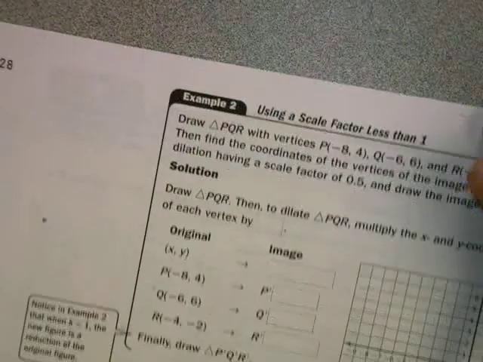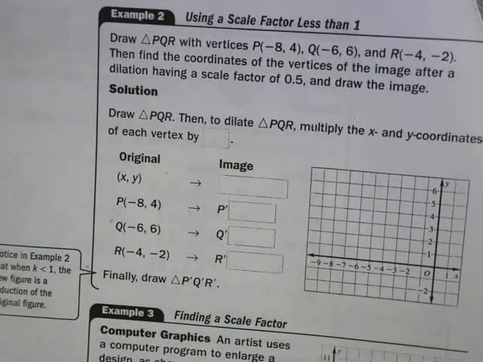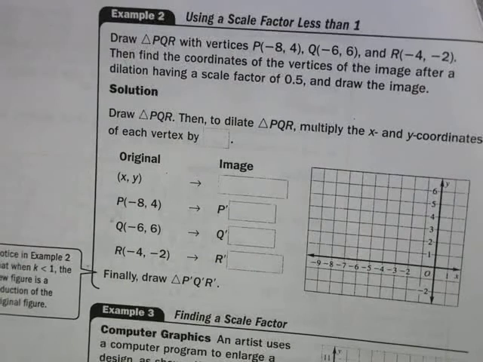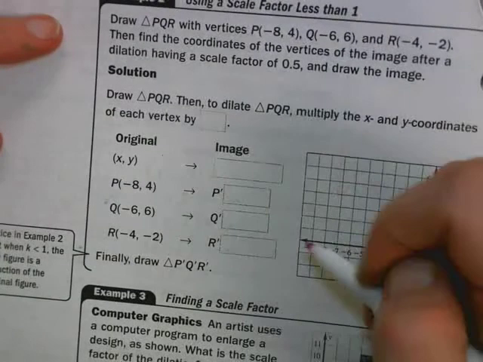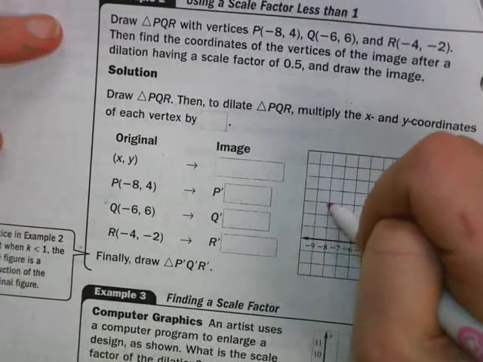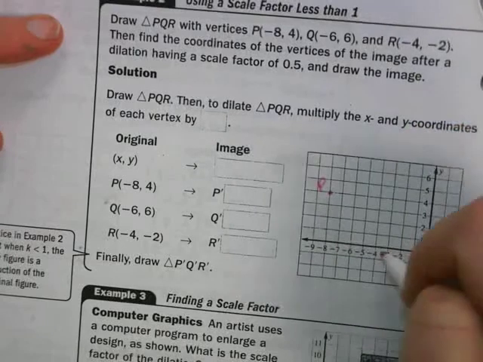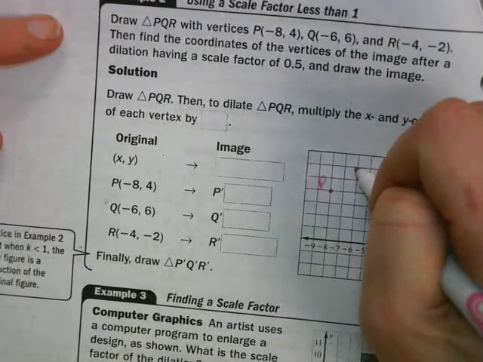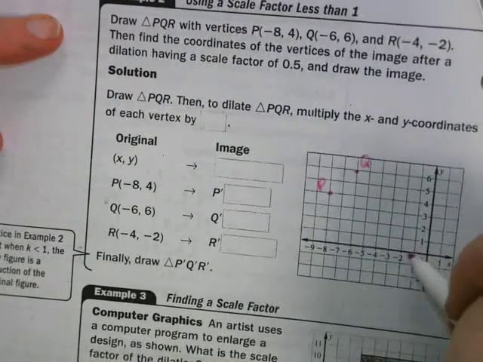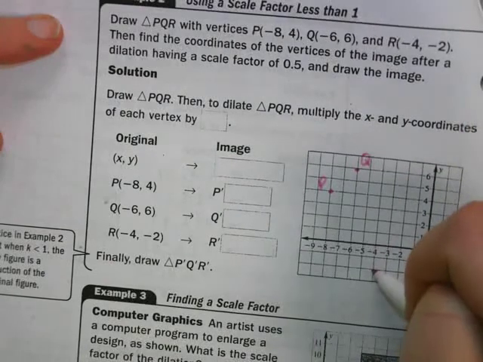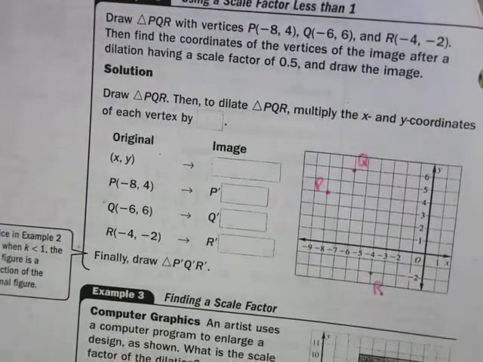This is when our scale factor is less than 1. What do you think is going to happen if we have a scale factor less than 1? That's exactly right. It's going to shrink. So we're going to draw PQR. I'm going to draw it in pink again. That's been the color I've been using for my original. So go ahead and do that. Make sure you're getting them in the right spot. That's pretty big, so that's going to be a ruler as well.